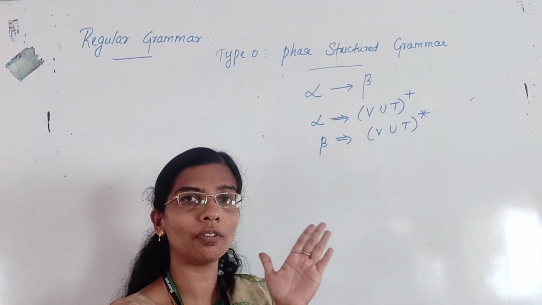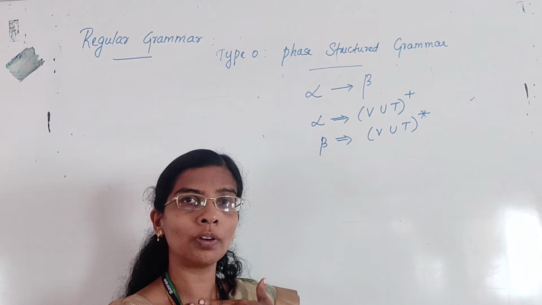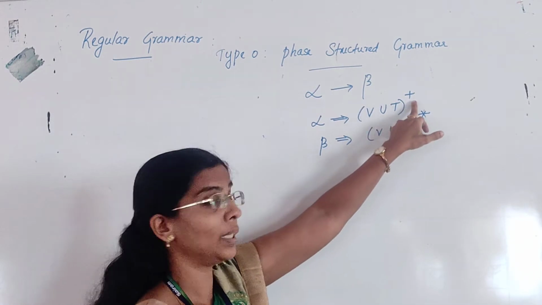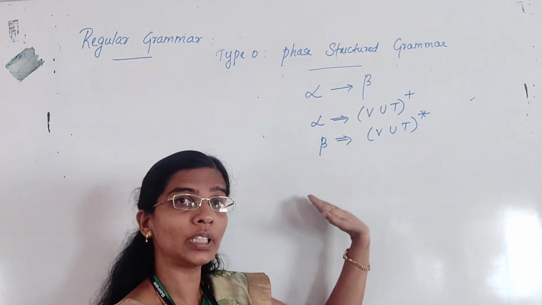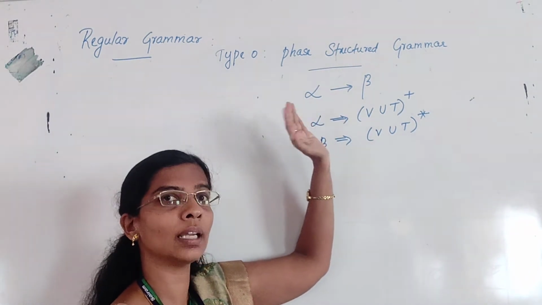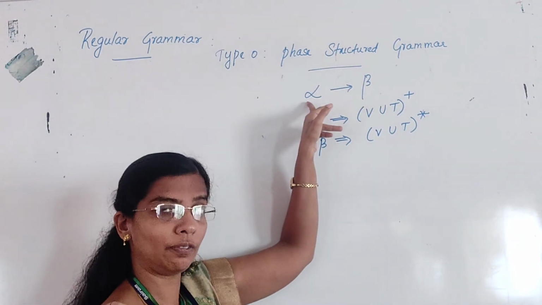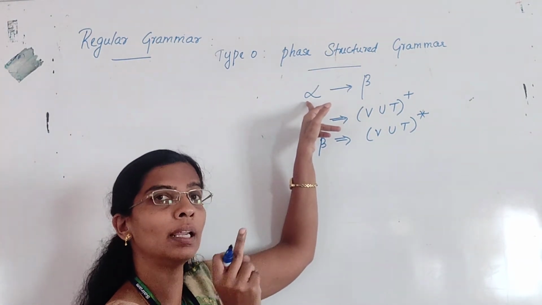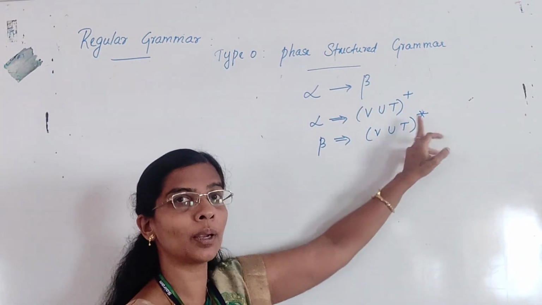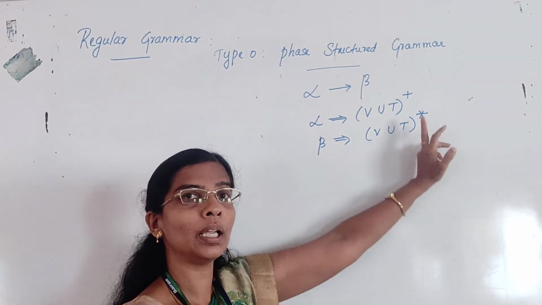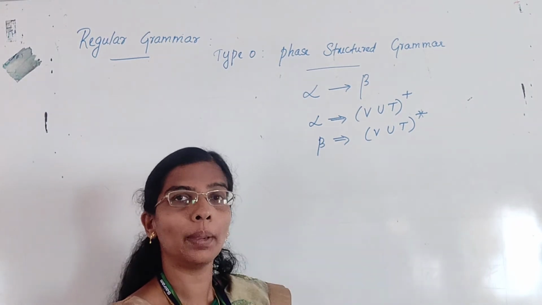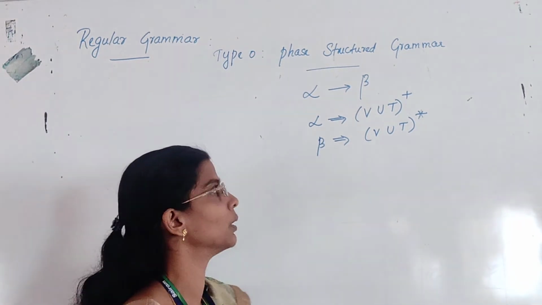It should be in the form of alpha tends to beta. How do I form alpha? It is the combination of variables and terminals, with plus. So alpha is on the left hand side, and on the left hand side I cannot have any empty string. That is, epsilon is not possible on the left hand side. That is the only condition. But on the right hand side, I can have epsilon, because it is (variable union terminal) whole star. Star means null or more occurrence, so even the empty string, epsilon, is possible.